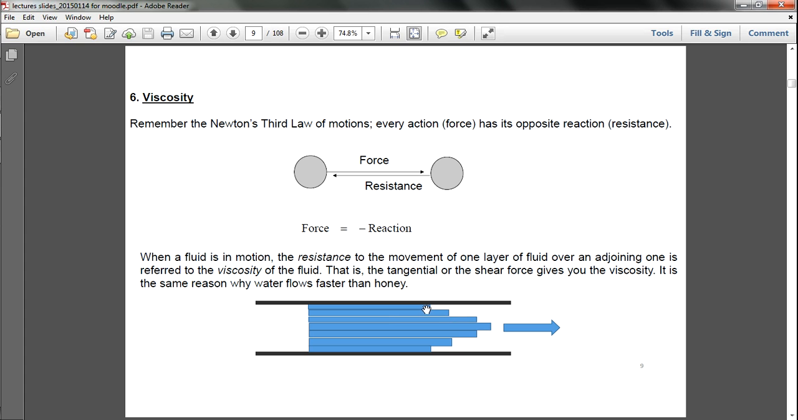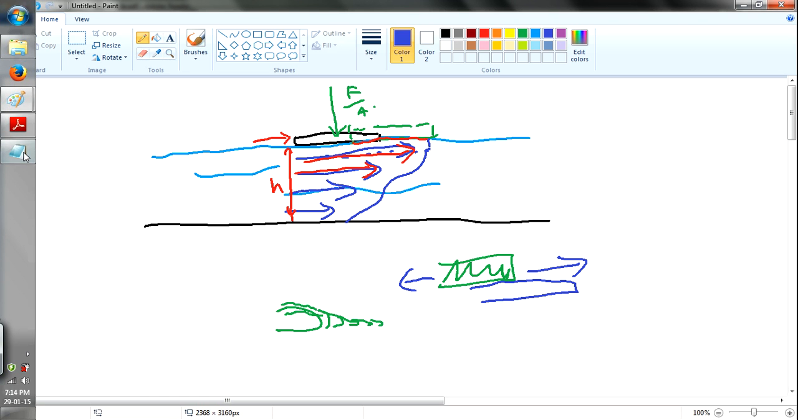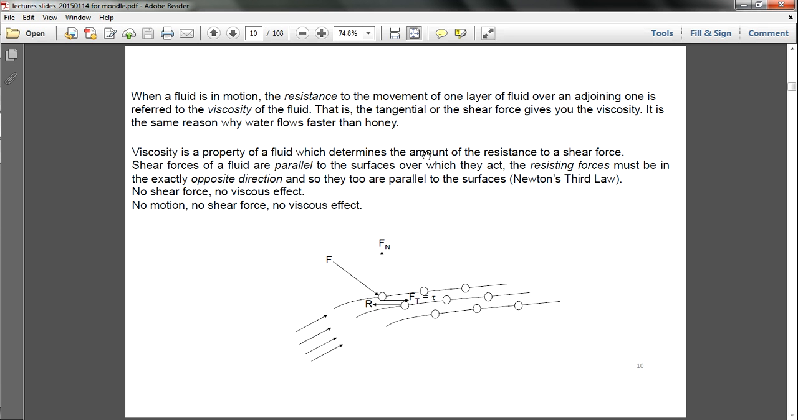As you can see, when the fluid is being pushed in this direction, it is against the surface of the pipe, so there is a certain tangential force that starts to pull this fluid down. If you imagine the fluid like that, and this is the pipe surface, the water is being sheared in this manner. There is friction force in this direction, and the fluid is going in the other direction, so there will be a shear force in there. This is what it means. Viscosity is also a property of fluid which determines the amount of resistance to a shear force. Maybe you can remember this definition.